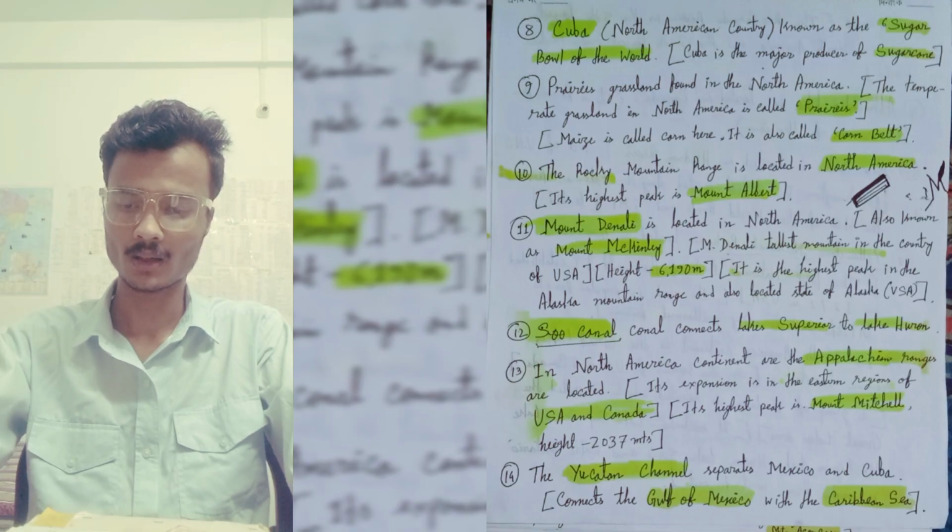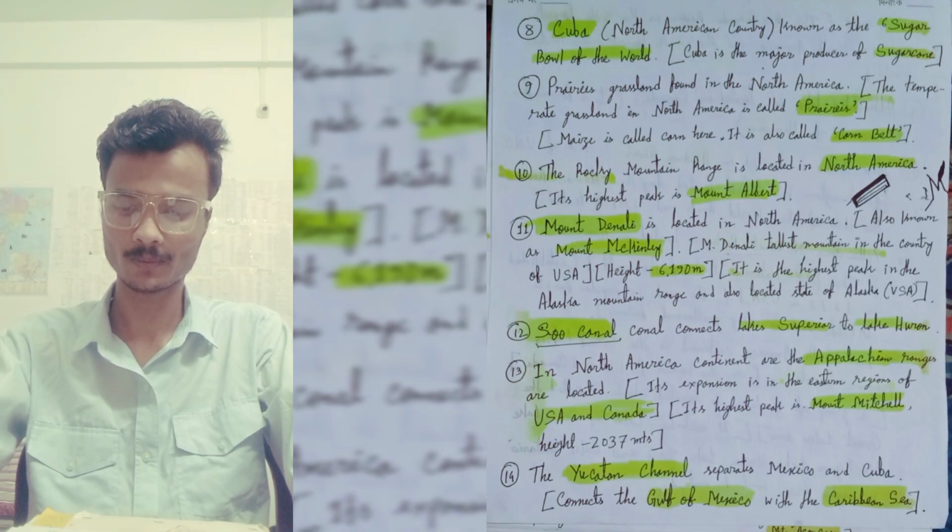Number 10. The Rocky Mountain Range is located in North America. Its highest peak is Mount Elbert. Number 11. Mount Denali is located in North America, also known as Mount McKinley. Mount Denali is the tallest mountain in the USA, height 6,190 meters. It is the highest peak in the Alaska mountain range and is located in the state of Alaska, USA.